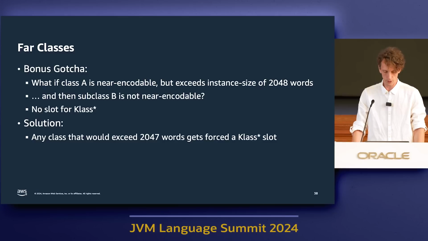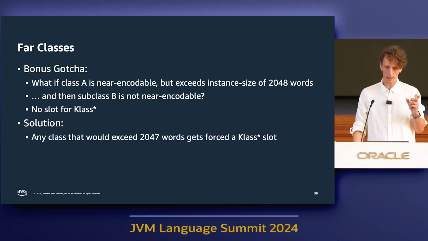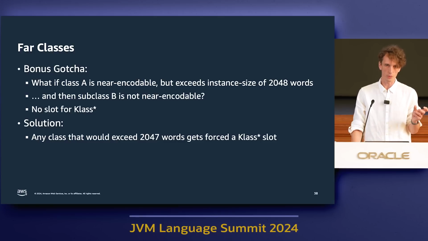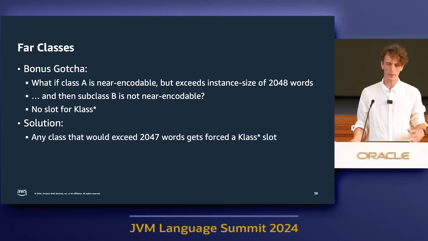The solution we have in mind is that any class that would exceed this instance size would get a class slot in it, regardless of whether it's near or far encodable. We need to reserve some space there in case we get a subclass that exceeds this size. Yeah, so far so good.